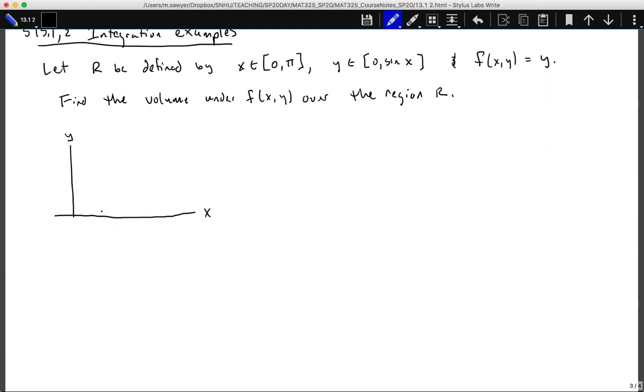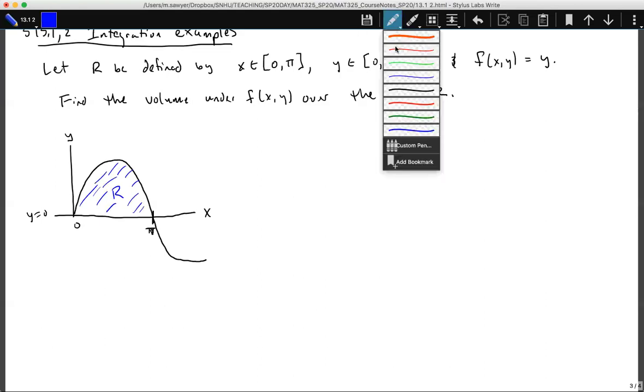So this is in the xy plane. We know that y goes from 0. This is y equals 0, the line y equals 0 here. And y has sine of x as one of its curves. And 0 to pi is the bounding markers for x. So we know our region R is just this upper area here. That's our region R that we care about.